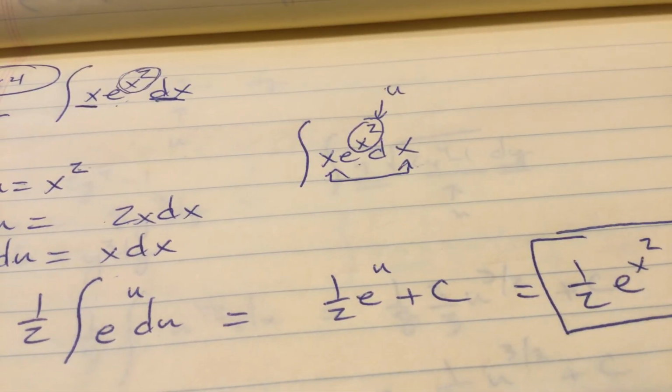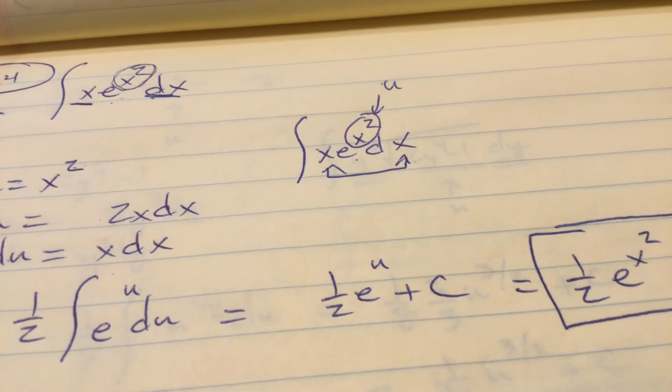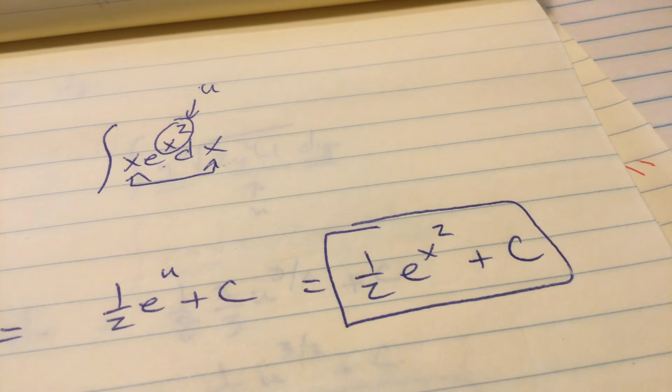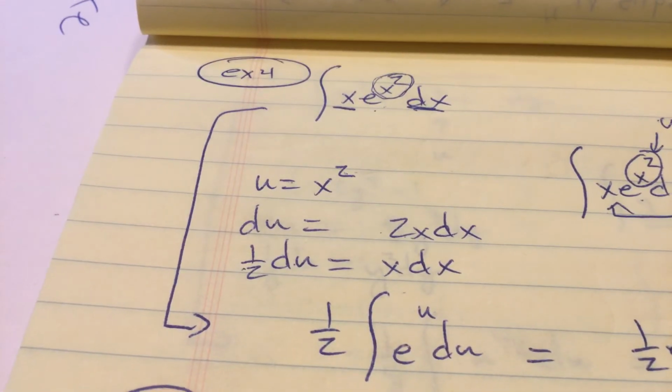What's the antiderivative of e to the u? It's e to the u plus c. What is u? Again, you could check this with a little chain rule. You could check this by just guessing antiderivatives. Take the derivative of that, and that's what you'll get, our starting point in example 4.